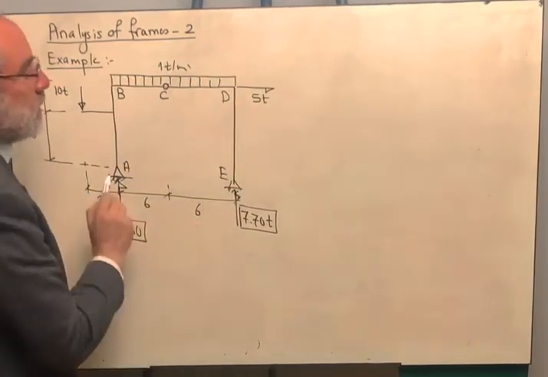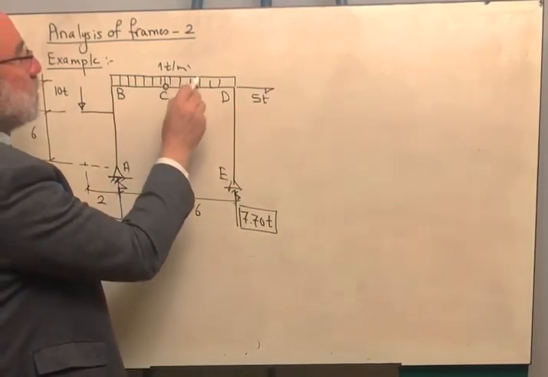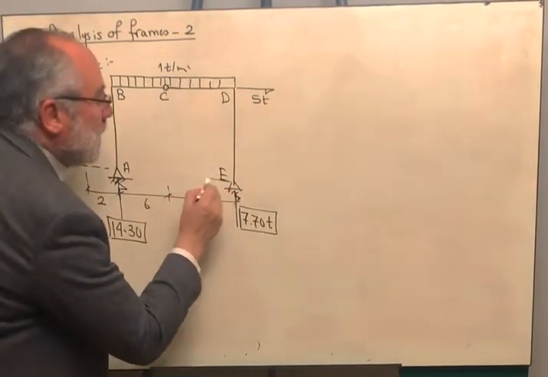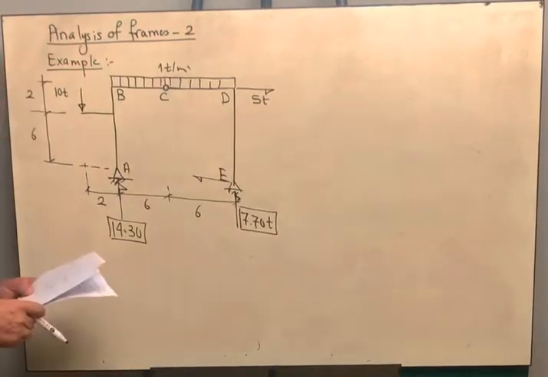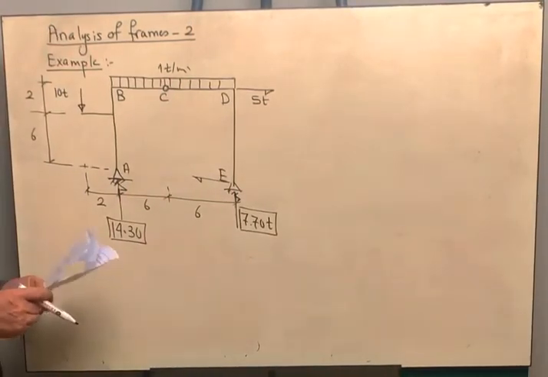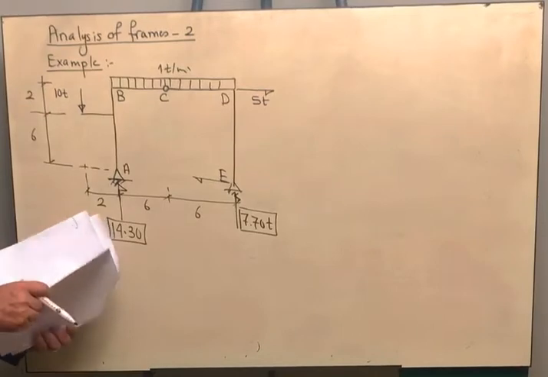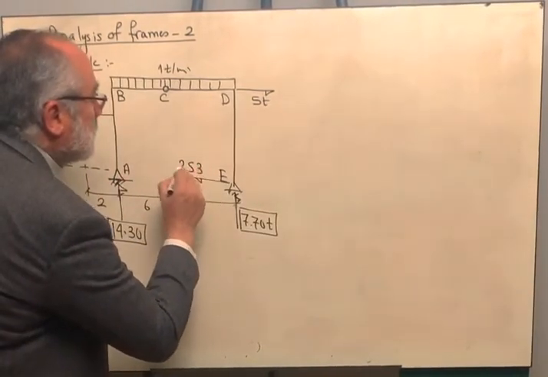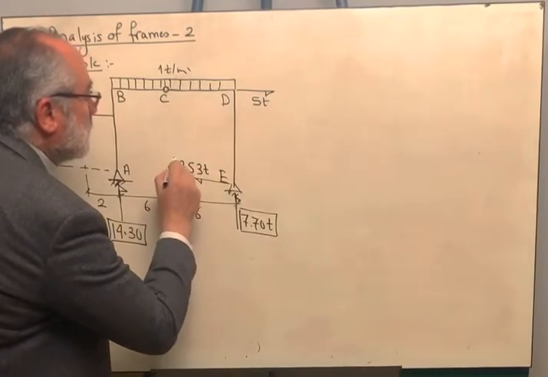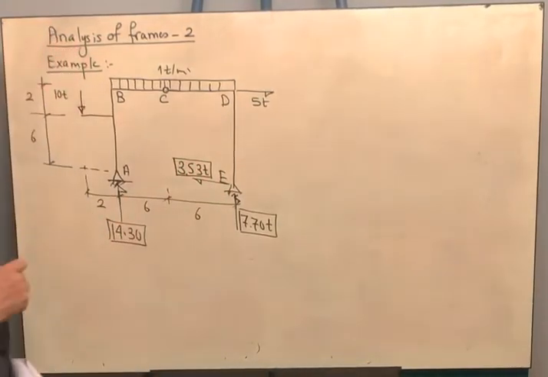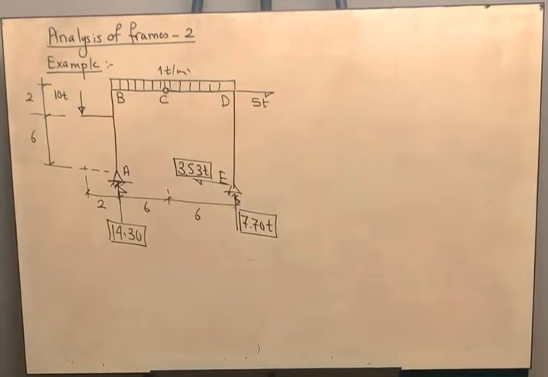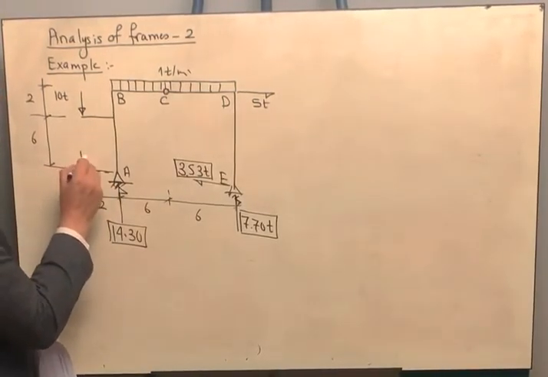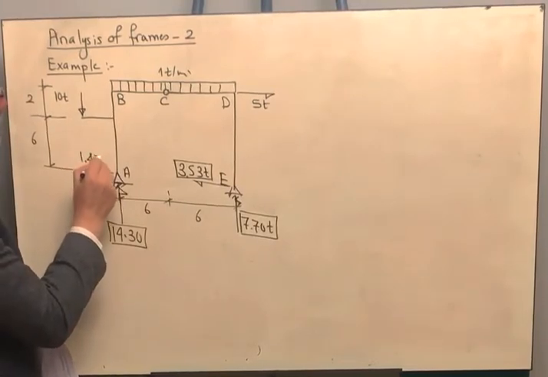And then we can take moments about point C from the right hand side. We include the vertical reaction and the portion of the distributed load between points C and D. We should be able to get the horizontal reaction here, and it is equal to 3.53 tons. Summing the forces in the horizontal direction, we should get the horizontal reaction here, and it is 1.47 ton.